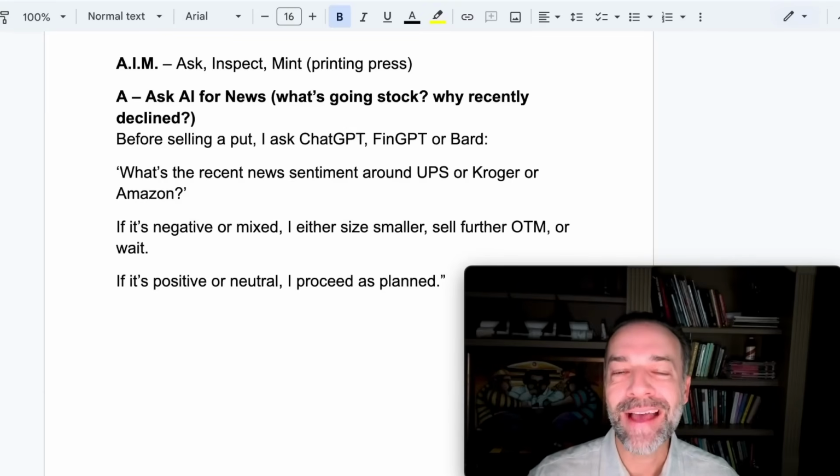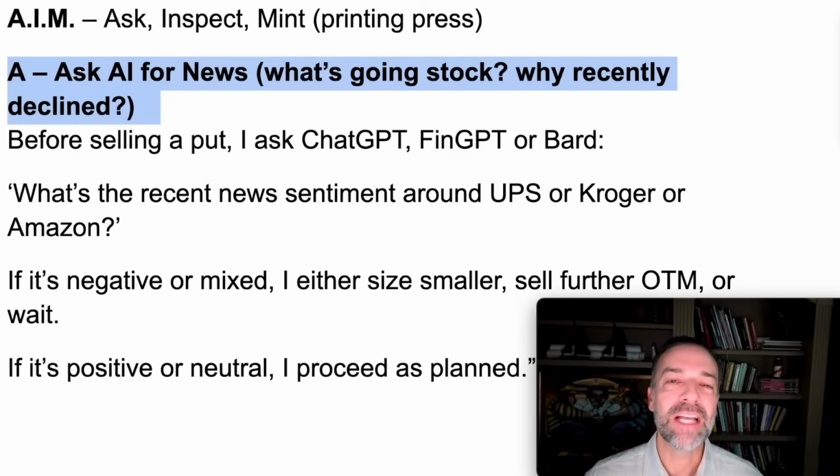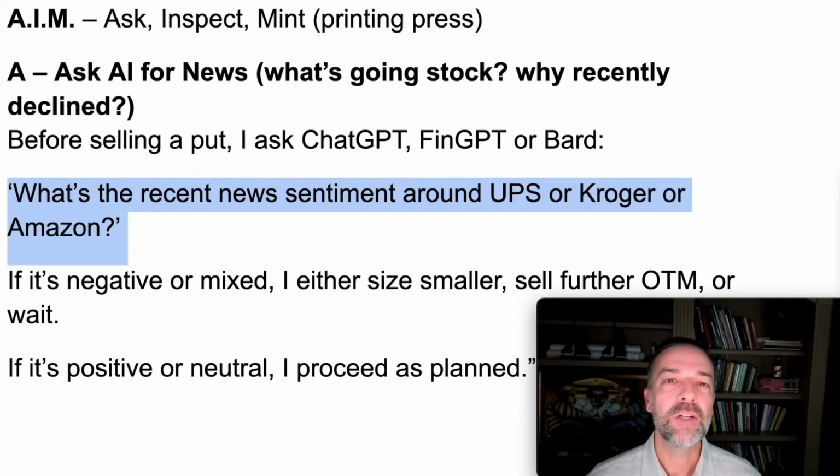Let's briefly go through this hack so you can see how I use it to improve my stock and option trades. The A stands for ask. You want to ask AI to do some research for you. And you can use almost any AI that you're comfortable with, whether it's ChatGPT, Bard, or FinGPT. And here's what you're going to ask it.